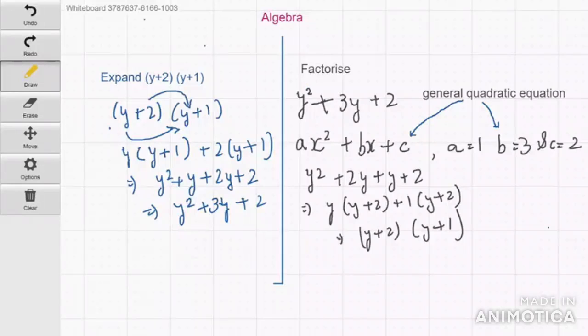Hello everyone, so today we're going to look into algebra and we're going to look at two important topics, one is expansion and another is factorizing. Okay, so we're going to start with expansion first. So here we've got the question, which is: expand (y + 2) times (y + 1).